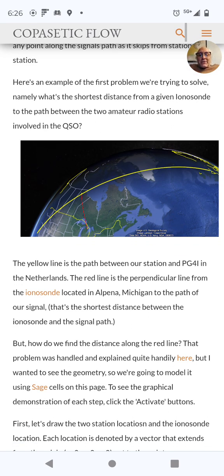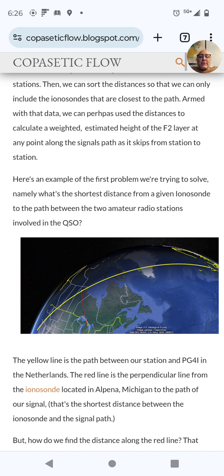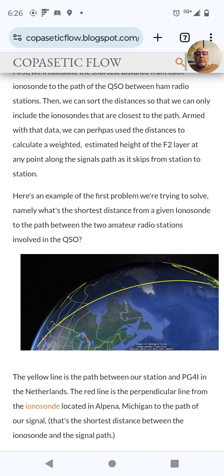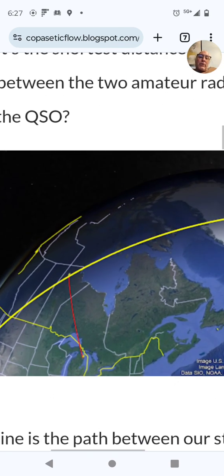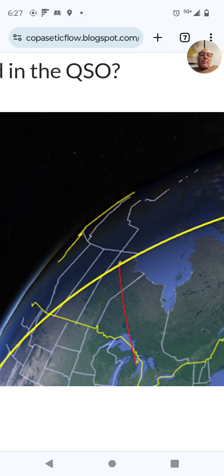And I came across this post where we wanted to calculate the skip of radio signals off the ionosphere as accurately as we could. But there aren't that many ionosondes around. So one of the things we needed to do was be able to estimate, when an ionosonde says how high the F2 layer is, how far that ionosonde is from the path of the radio signal for our QSO.